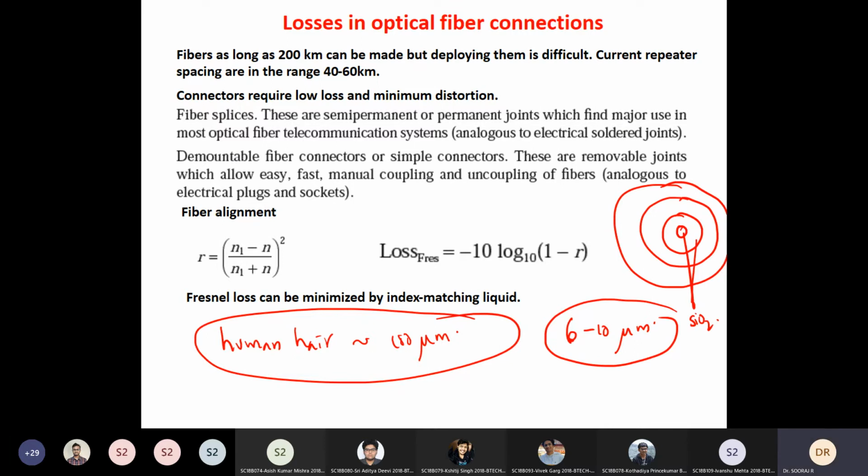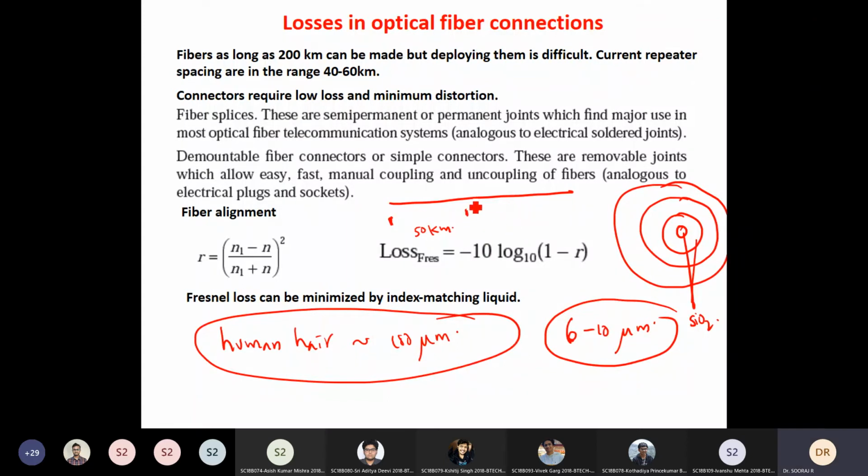So you can make optical fibers which are very long. Let's say you can easily make optical fibers as long as 200 kilometers. But unfortunately, laying a 200 kilometer optical fiber inside the ground is going to be difficult. In other words, deploying them is very difficult. So what you do is, instead of putting a very long optical fiber, you make smaller optical fibers, let's say 50 kilometers or 40 kilometers long, and then you join them.